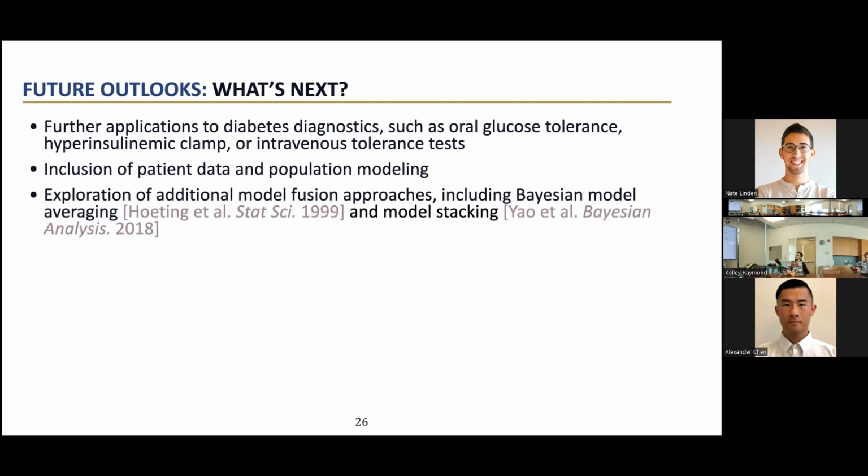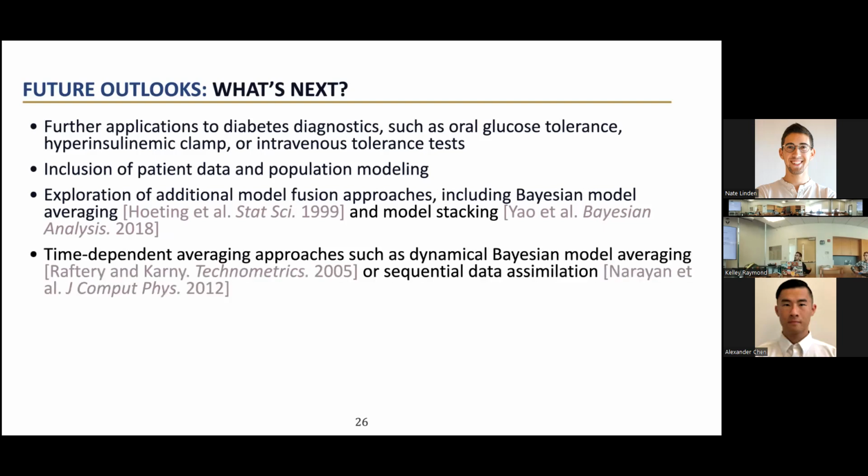So I didn't do any true Bayesian model averaging. There's some computational challenges there that the community worries about. And then there's other things called model stacking that we could talk about. And then I didn't talk about time-dependent approaches.